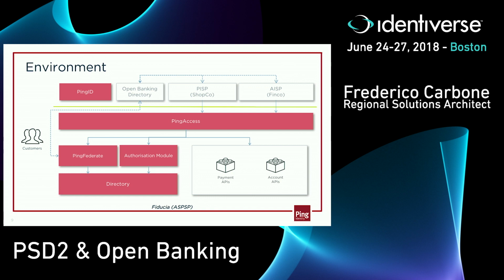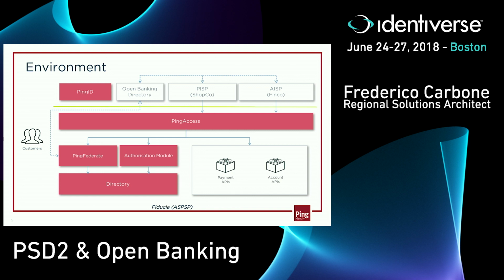PingDirectory does three things in this environment here. It stores the end user accounts, username and password essentially for our users. It stores consent, and it exposes an API to manage consent, to create the authorization and manage that authorization in the directory. The final component of the demo is PingID.